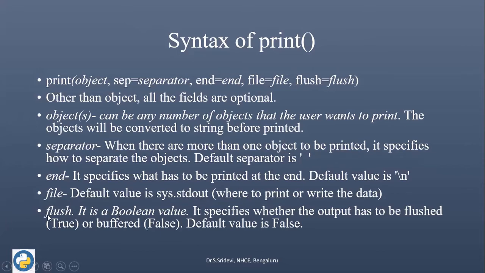Then the last argument is flush. It is generally a Boolean value. It can be either true or false. And if it is true, it is going to tell that the output has to be flushed. If it is false, the output will not be flushed. It will be buffered. So the default value is set as false. So whenever we want to flush the data, we have to set the value to true.